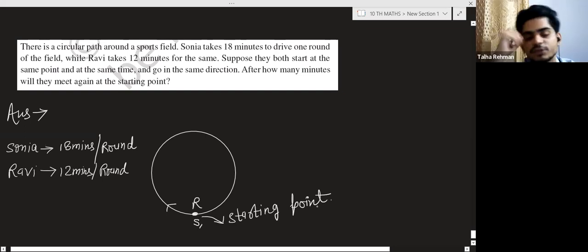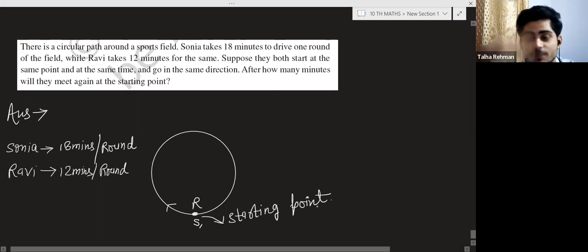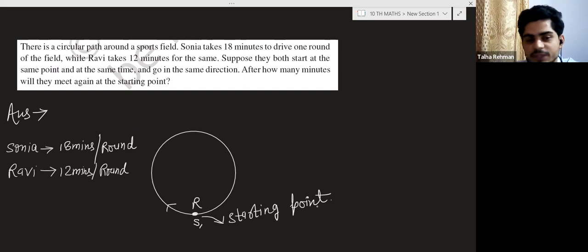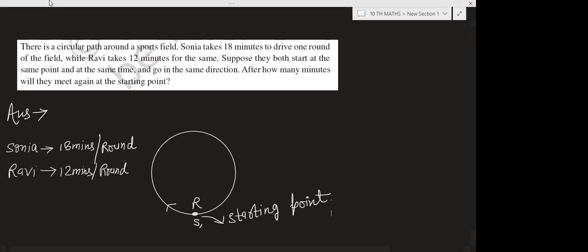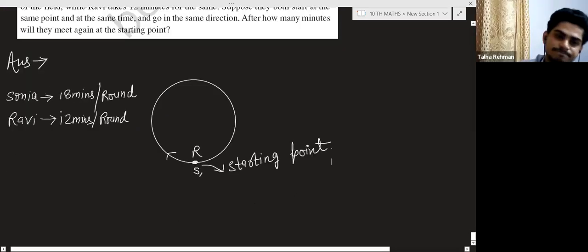Now it has become a little difficult. We are in trouble now. How will we solve this? They are both running with different speeds, Sonia 18 minutes per round and Ravi 12 minutes per round, and they are saying calculate when they will meet again. This is a problem.